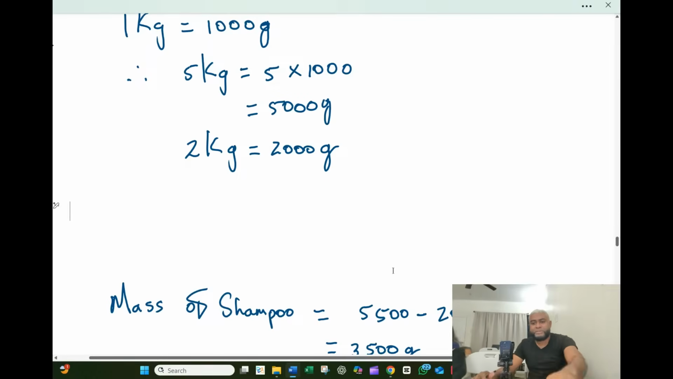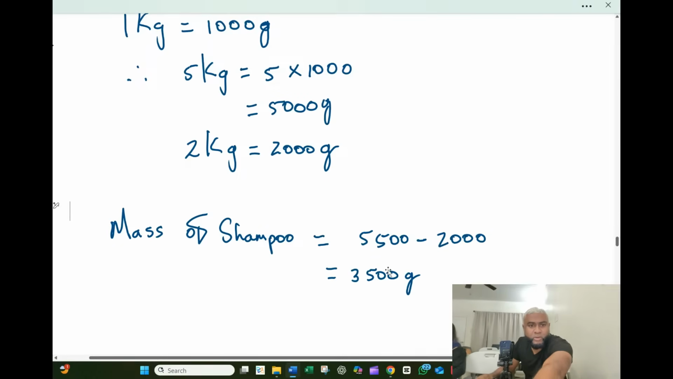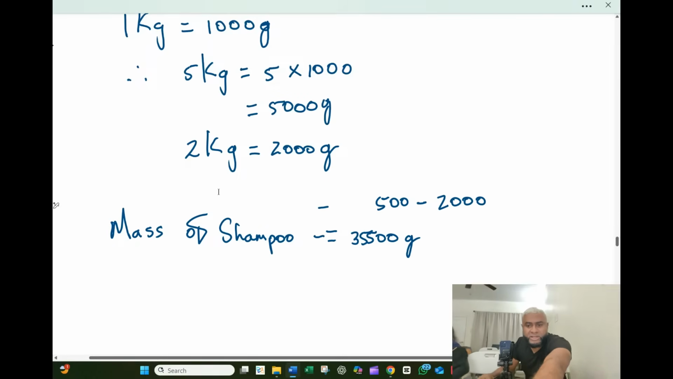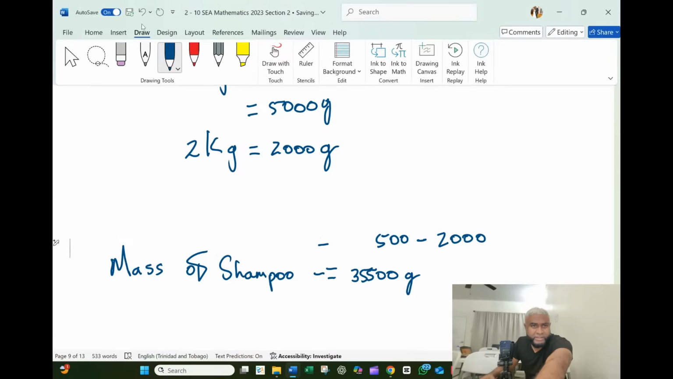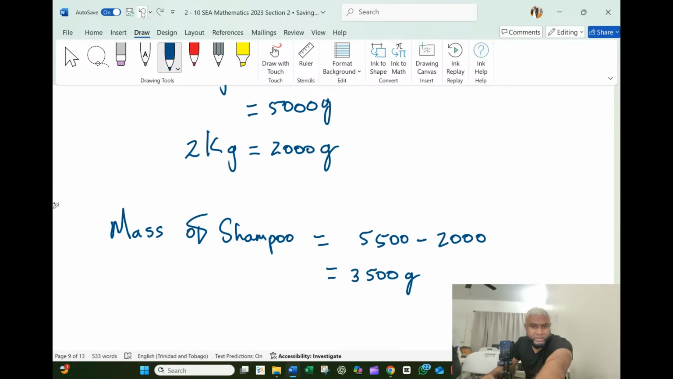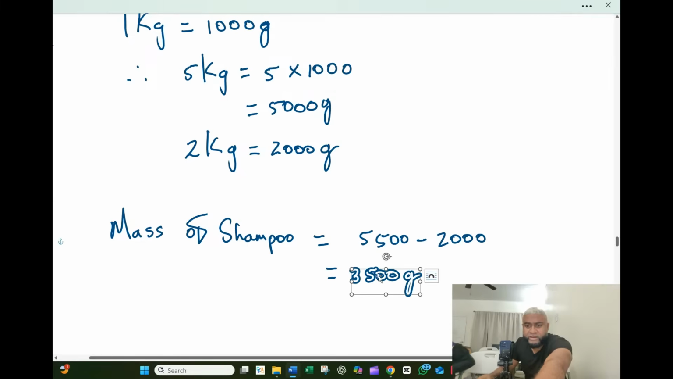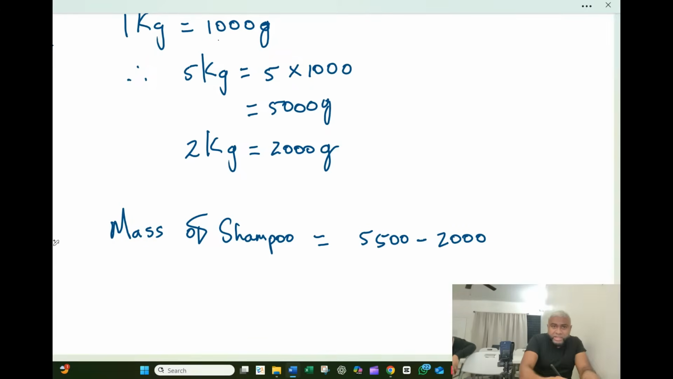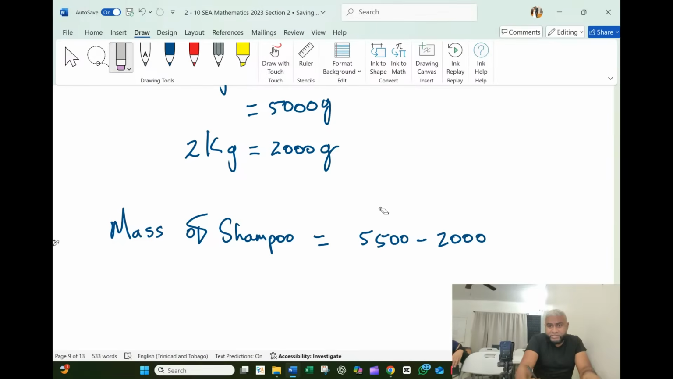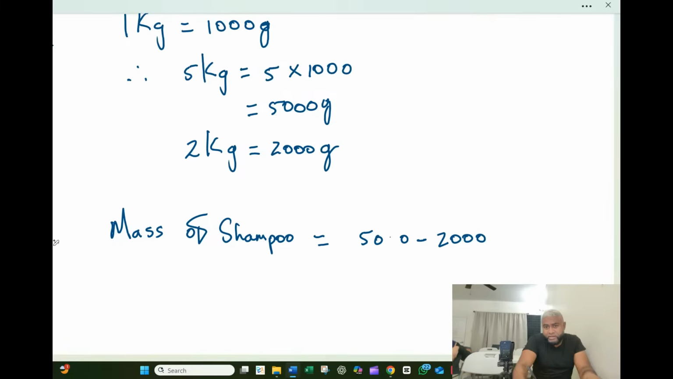So you see, I went against my own thing and I lost my composure. Right, these are the moves. So you're moving this, and it would be 5,000, right? So it's right here. The mass of the shampoo would be 5,000 minus the 2,000, which would be 3,000 grams, right? That's the mass of the shampoo.